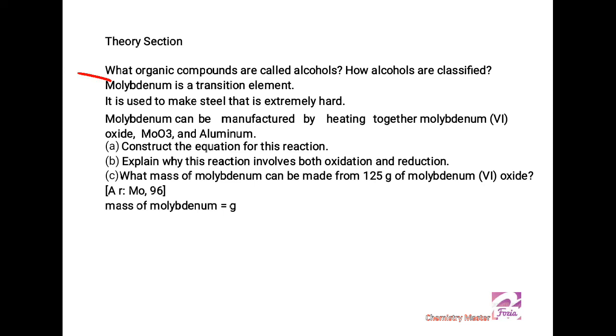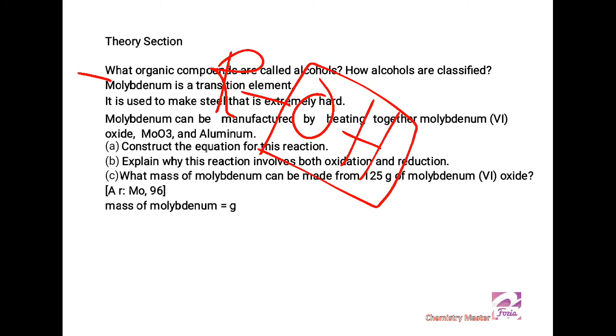What organic compounds are called alcohols? Alcohols are the compounds in which aliphatic carbon is bonded to hydroxyl group. And how they are classified? It's about the number of hydroxyl groups and the attachment of this hydroxyl group, which is the functional group, to carbon. Alcohols are classified as primary, secondary and tertiary just on the basis of their attachment.